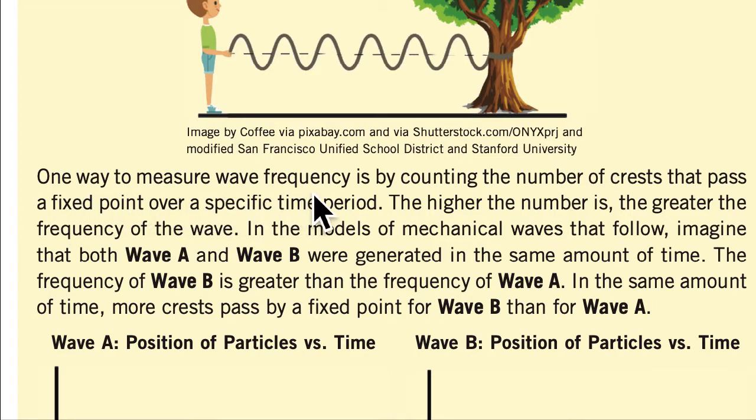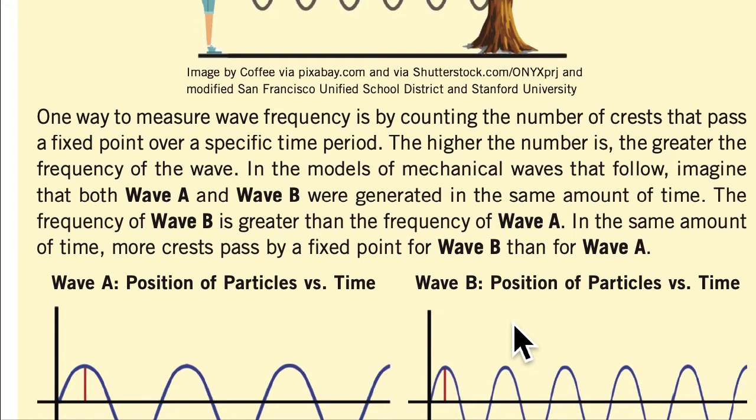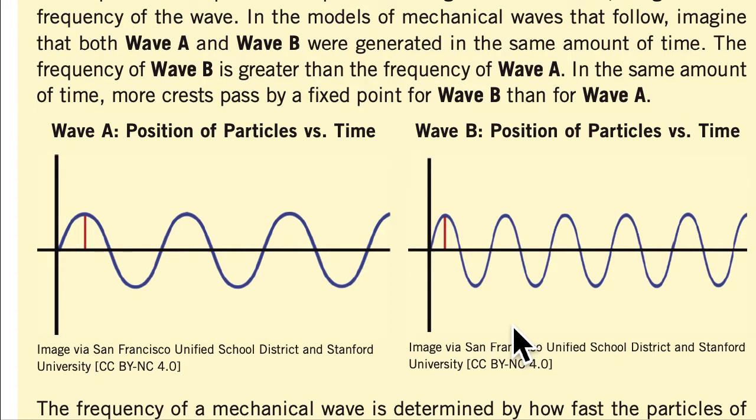One way to measure wave frequency is by counting the number of crests that pass a fixed point over a specific time period. The higher the number is, the greater the frequency of the wave. In the models of mechanical waves that follow, imagine that both wave A and wave B were generated in the same amount of time. The frequency of wave B is greater than the frequency of wave A. In the same amount of time, more crests pass by a fixed point for wave B than for wave A. Wave A, position of particles versus time, and wave B, position of particles versus time.